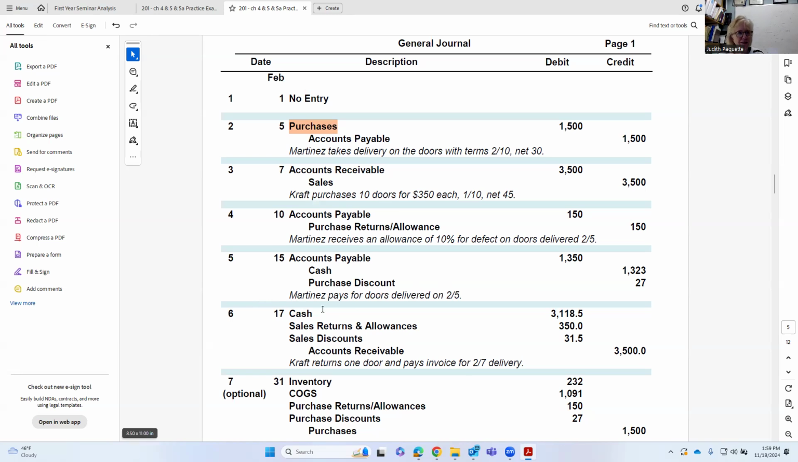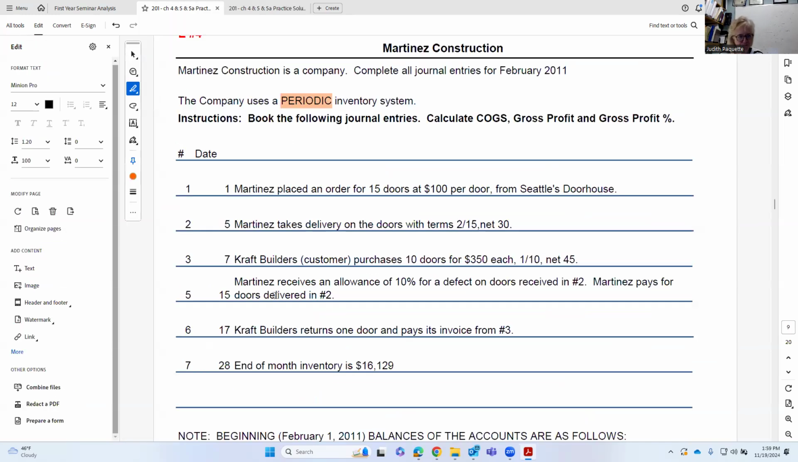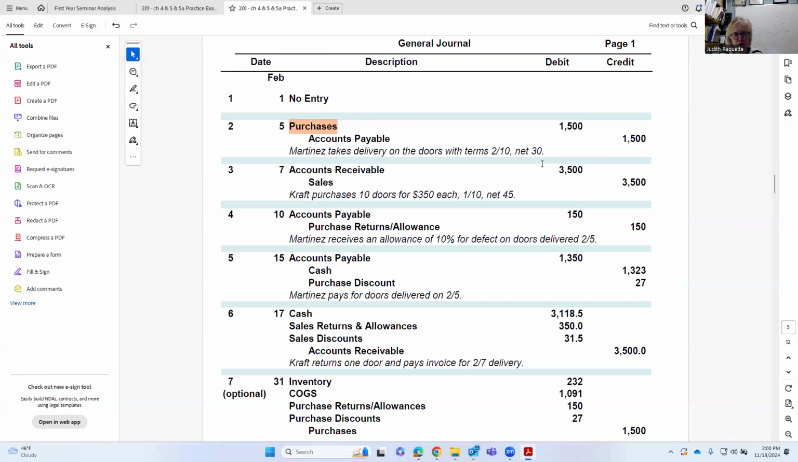Now here I have a beef with transaction 6 because they combine 2 entries in one, but let's look at it. Okay. Kraft returns 1 door and pays its invoice from number 3. Okay. So they had originally purchased, Kraft had purchased 10 doors, and now here they're returning 1 door. Okay. So there's the 3,500, but we're going to debit sales returns and allowances to reflect the return.